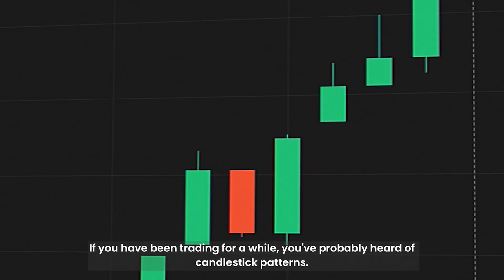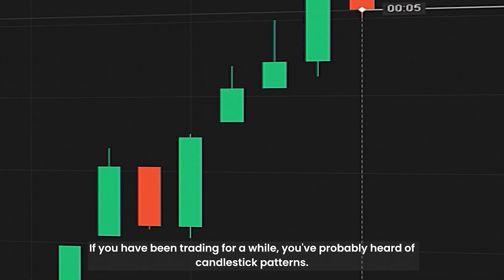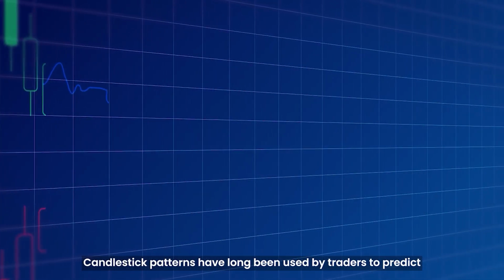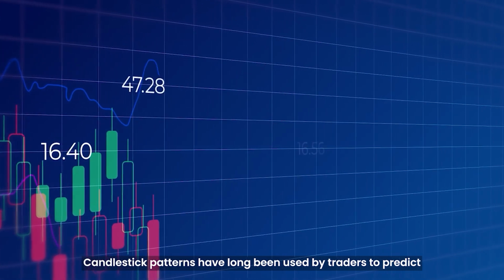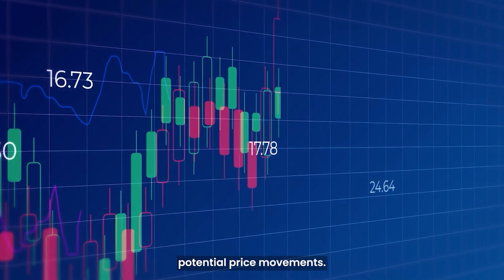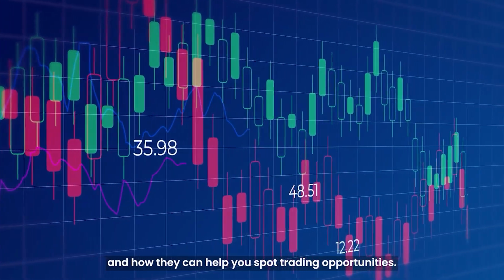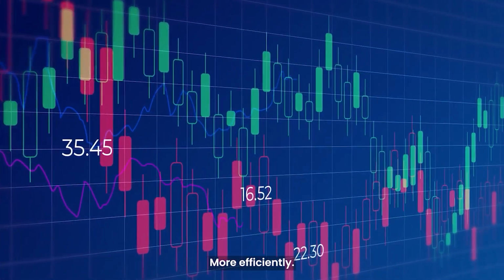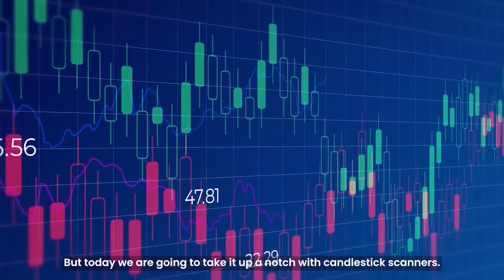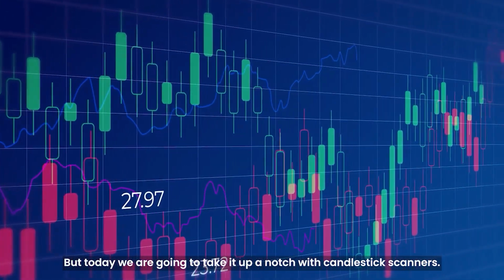If you have been trading for a while, you have probably heard of candlestick patterns. Candlestick patterns have long been used by traders to predict potential price movements. Today, we deep dive into the world of candlestick patterns and how they can help you spot trading opportunities more efficiently. But today, we are going to take it up a notch with candlestick scanners.